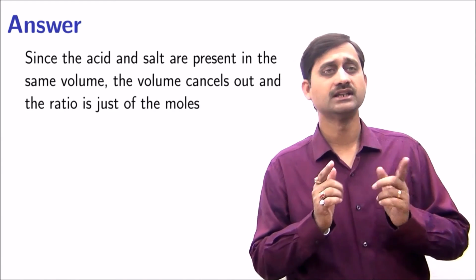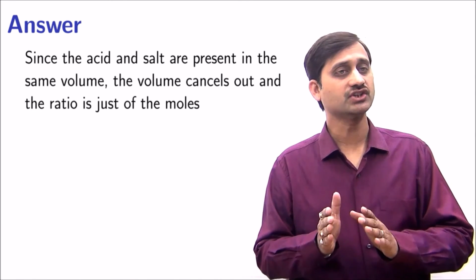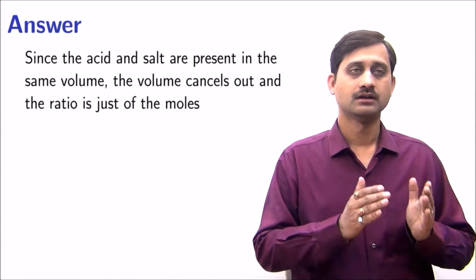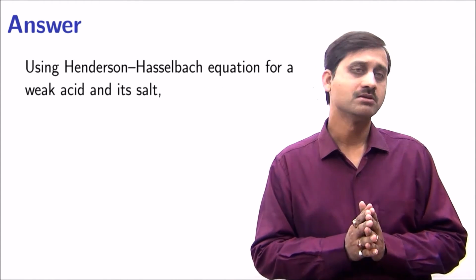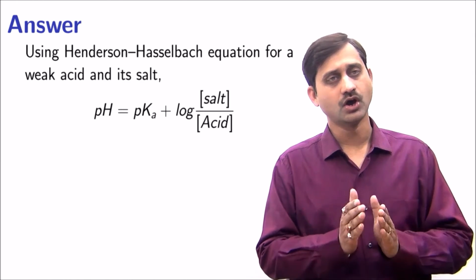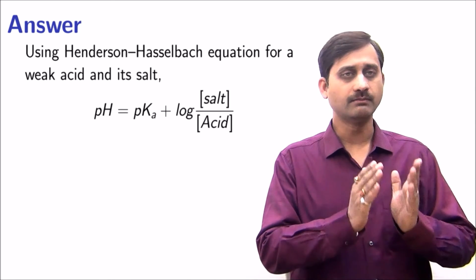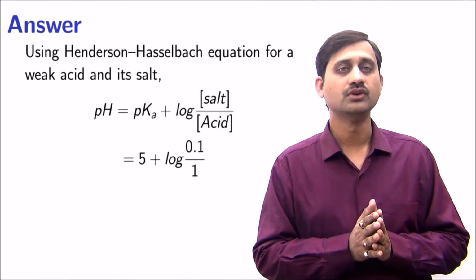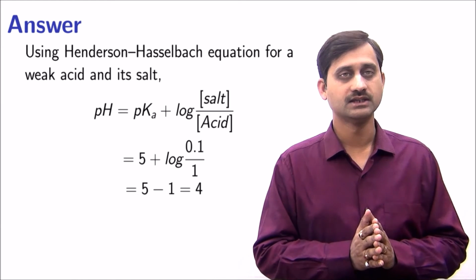Answer. First of all, since the acid and salt are present in the same volume, the volume cancels out and the ratio is just of the moles of the salt and the acid. Using the Henderson-Hasselbalch equation for a weak acid and its salt, we get pH is equal to pKa plus log of the salt concentration divided by the acid concentration. That is equal to 5 plus log of 0.1 divided by 1, and that's equal to 5 minus 1 equal to 4. The pH of this buffer is 4.